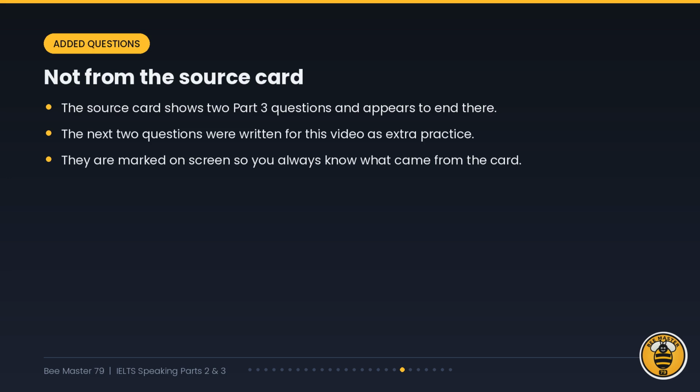The next two questions are not on the source card. We have written them for extra practice, and they are marked as additions on each slide.